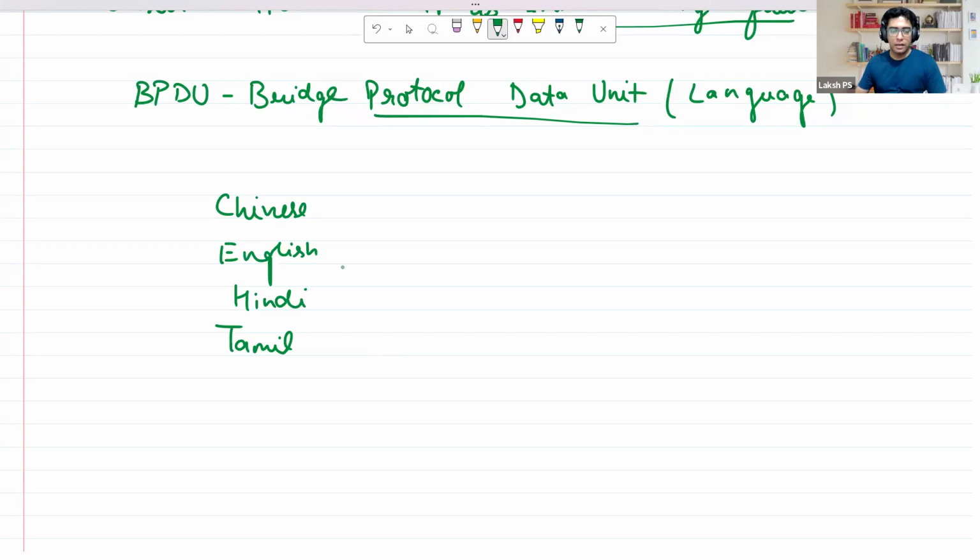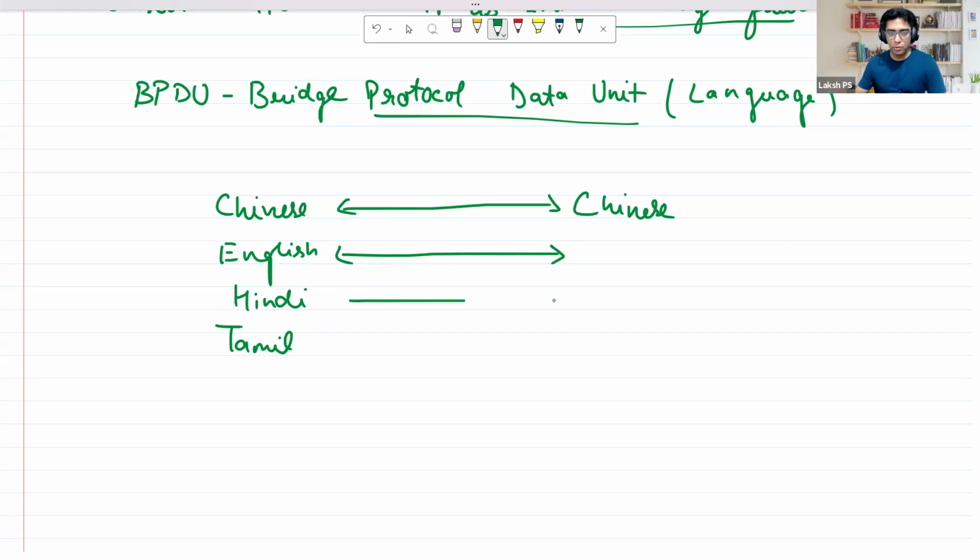Now, if a person who speaks Chinese wants to communicate in Chinese, he needs another person who can understand Chinese. Then only there will be a communication. Correct? Similarly, an English speaking person can speak to an English understanding person. Similarly, a person who speaks Hindi can speak to someone who understands Hindi. And the same goes for any other language as well.